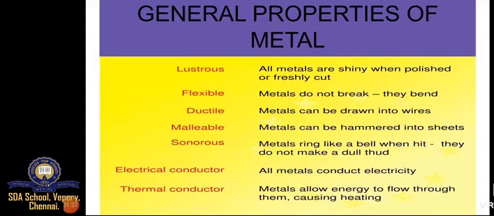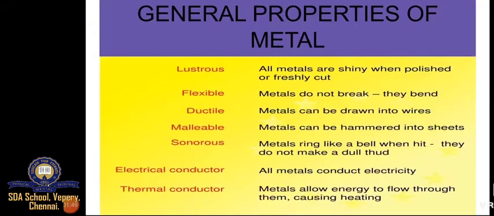Next, ductile. Ductile means metals can be drawn into wires. So we know already metals are solids, very hard in nature, but with this property we can make them into thin wires. So this is a property we call ductile.